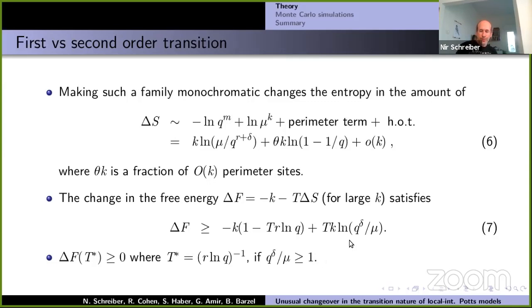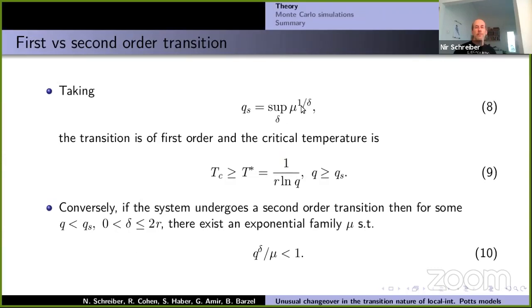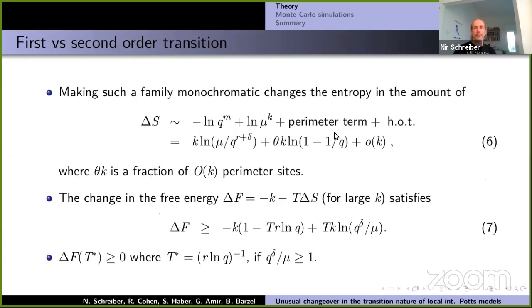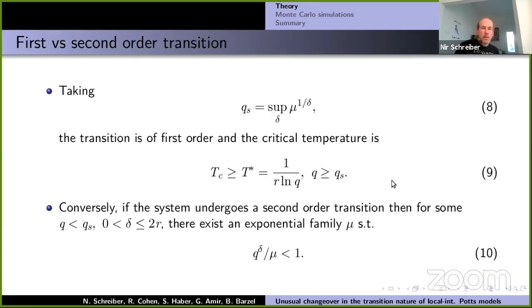And by this, you get some kind of measure, this QS, which is not necessarily an integer. So you get a measure beyond which, for Q larger than QS, this term is non-negative, meaning that it is entropically disadvantageous for the system to create these quasi-fractals, and instead, to minimize the entropy loss, the system creates a large simple component. In other words, it undergoes a first order transition. So it can be shown that T star is a lower bound of the critical point, and you have a first order transition for Q larger than QS.